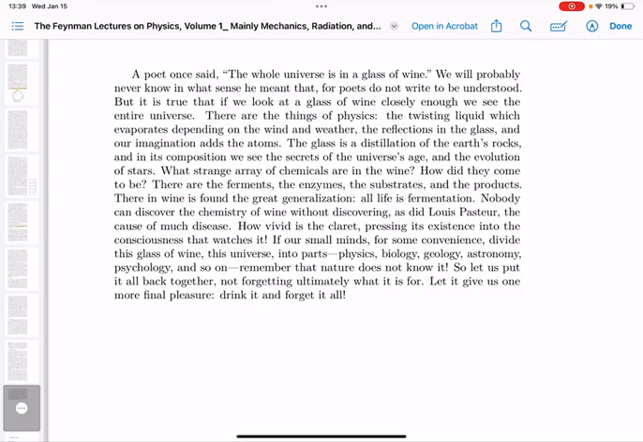If our small minds, for some convenience, divide this glass of wine, this universe, into parts: physics, biology, geology, astronomy, psychology, and so on, remember that nature does not know it. So let us put it all back together, not forgetting ultimately what it is for. Let it give us one more final pleasure. Drink it and forget it all.